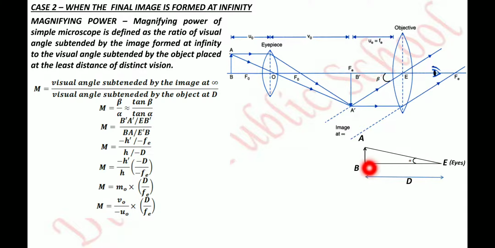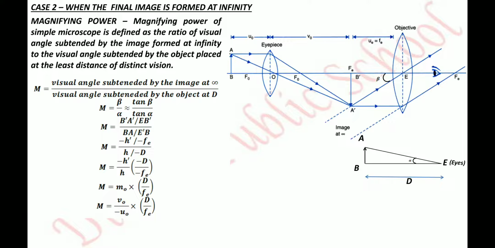It is E dash. Here it is E dash. Okay, now we put the values. B dash A dash is minus h dash upon E dash B. This time it is equal to focal length only, so we should write directly minus fe. In place of AB we have written h. In place of E dash B we should write minus d, because the distance is leftward from E, so we should write minus d. Now what happens?